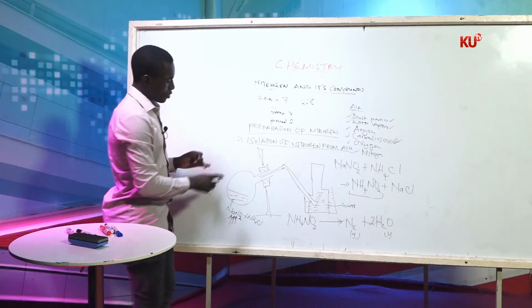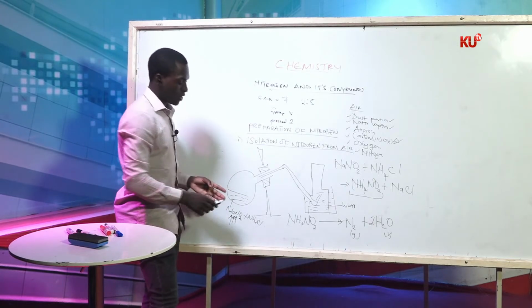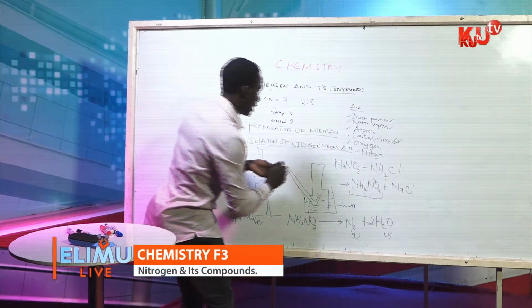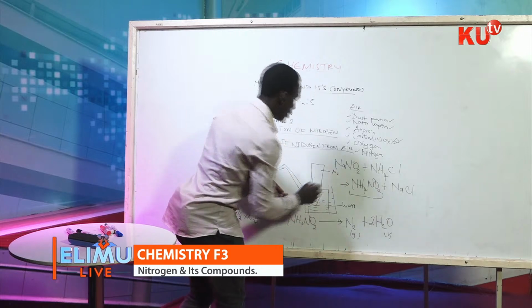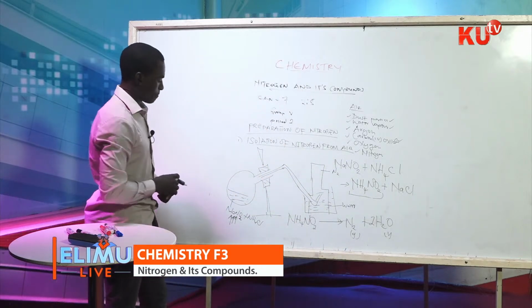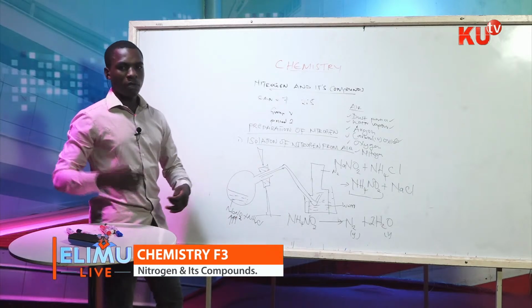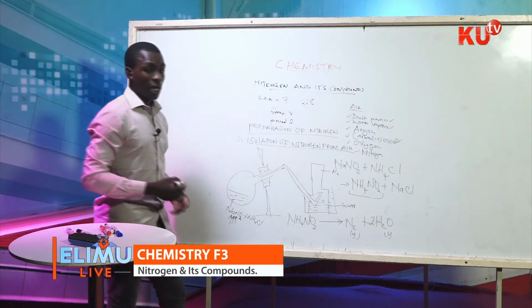The reagents are very important. 1, to prepare nitrogen gas, we use sodium nitrite and ammonium chloride. Now, in examination, they will indicate here that we have a gas here. It will be identified as gas X. And this will be sodium nitrite and ammonium chloride.